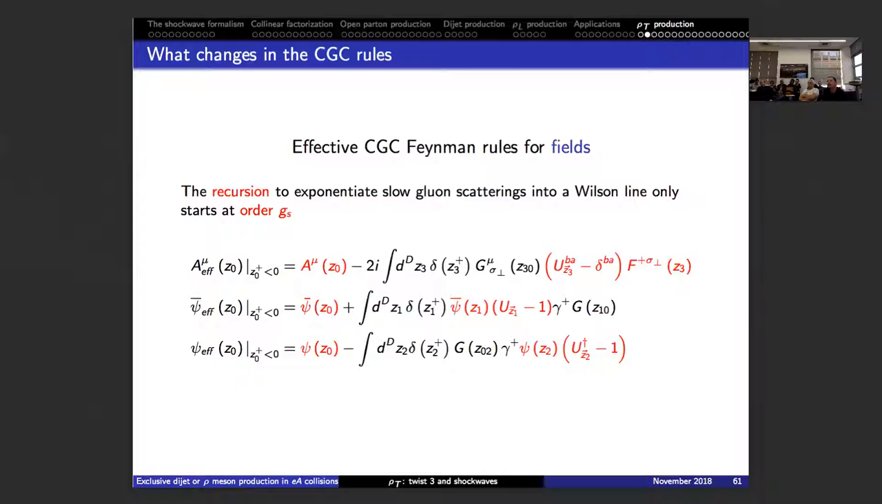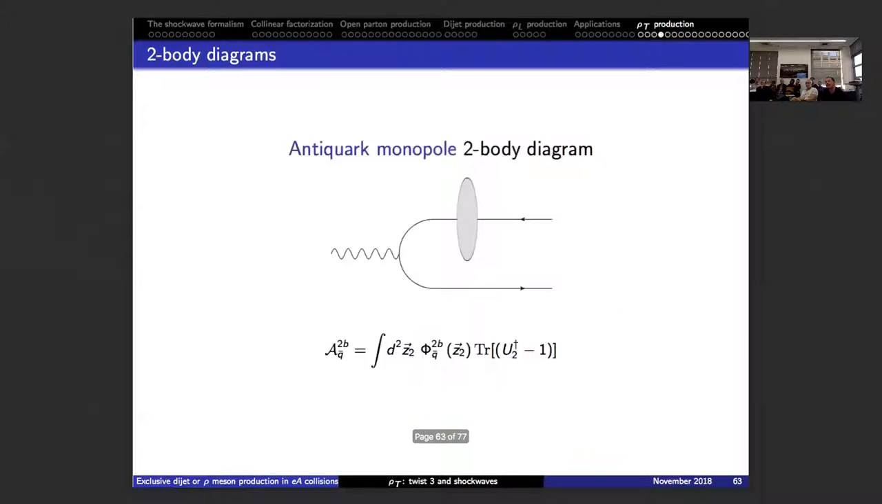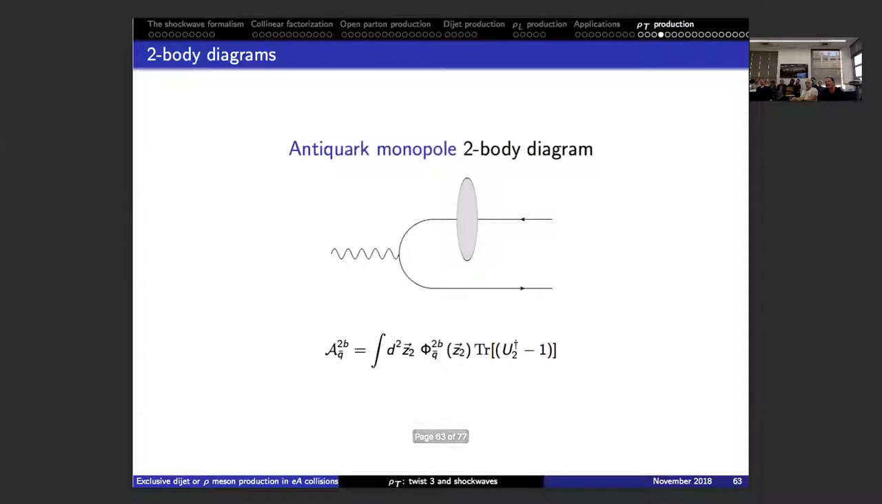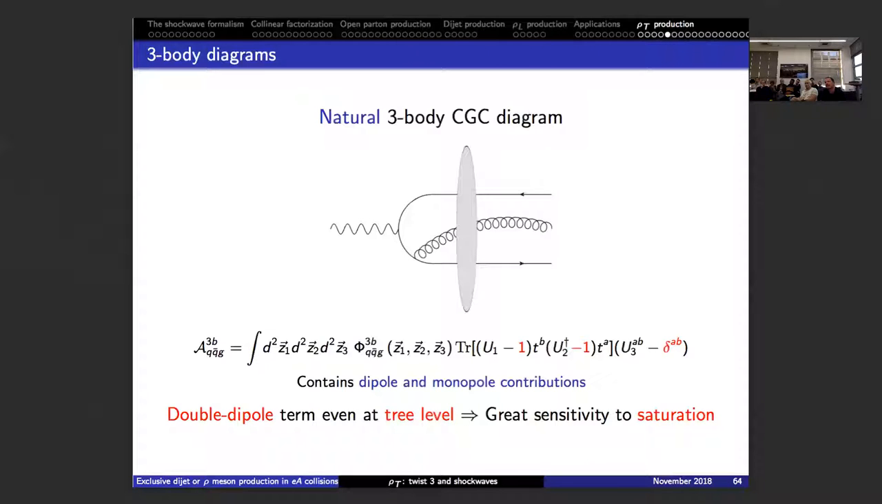Mathematically, just look at that. You will never be able to plug this guy here. Okay, just do the exercise if you want. I'm telling you. So you have to sum this diagram, which is the natural diagram but which has monopoles, to this guy. And if you go to the three-body contributions, you have this natural three-body CGC diagram, but you have to subtract, again, each term, the non-interacting term. So you don't just have dipole-dipoles as you would like, you actually also have dipoles and monopoles in this case.